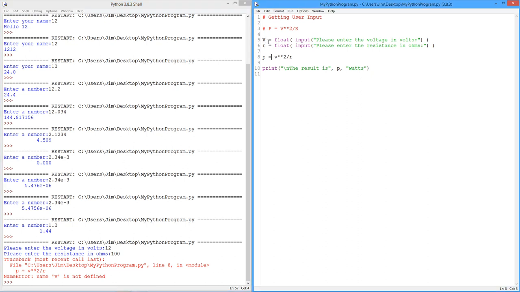Oh, no, it's not. Do you see it? Uppercase, lowercase, classic error. All right, so let's make that uppercase. Always remember, the computer will do what you tell it to do, not what you want it to do.